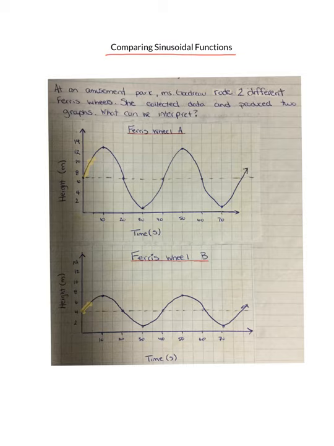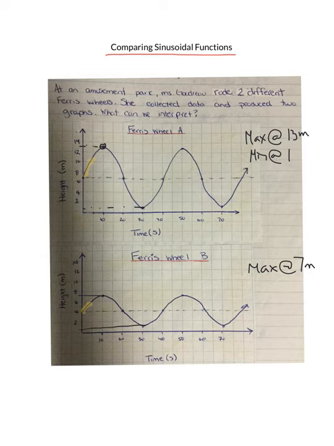On Ferris wheel A, we have a maximum of 13 meters. If you look right here, here's our peak, and it is at 13, halfway between 12 and 14. And we have a minimum of 1. Now when I look at Ferris wheel B, I have a maximum of 7 meters, and I have a minimum of 1 meter again.